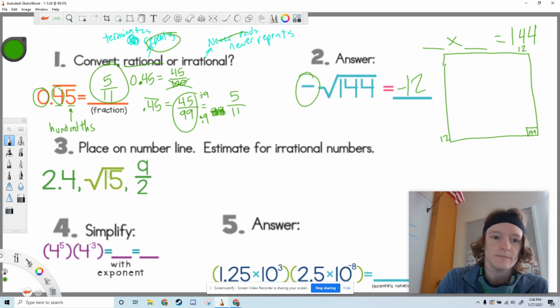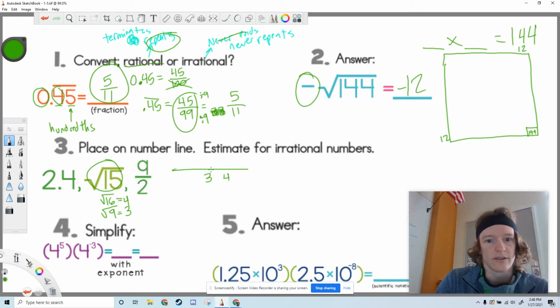Number 3, square root of 15. So that was kind of a little tricky. I know that the square root of 16 is 4. I know the square root of 9 is 3. 15 is kind of in the middle of those. So on your number line, your square root of 15 should be in between 3 and 4. So here's 3, here's 4. Square root of 15 is really close to 4.